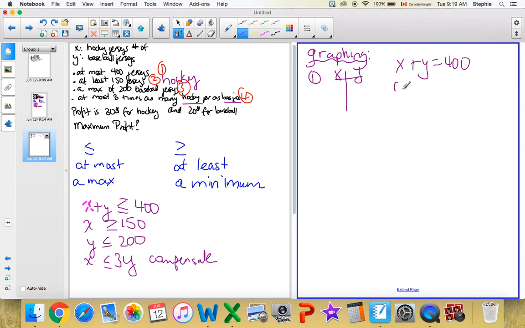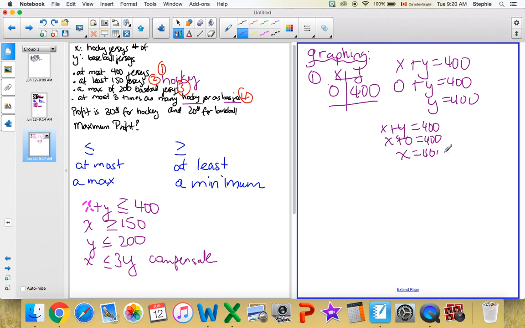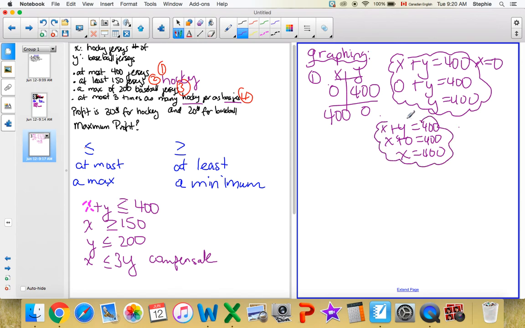So when X is 0, Y is equal to 400. So 0, 400. When Y is 0, so X plus Y equals 400, now X plus 0 is equal to 400. X is equal to 400. Now you could have done that in your head, but this is just a little recap of how to plug in a variable. This is when X equals 0, and this is, remember, when Y equals 0. So that's the first one.